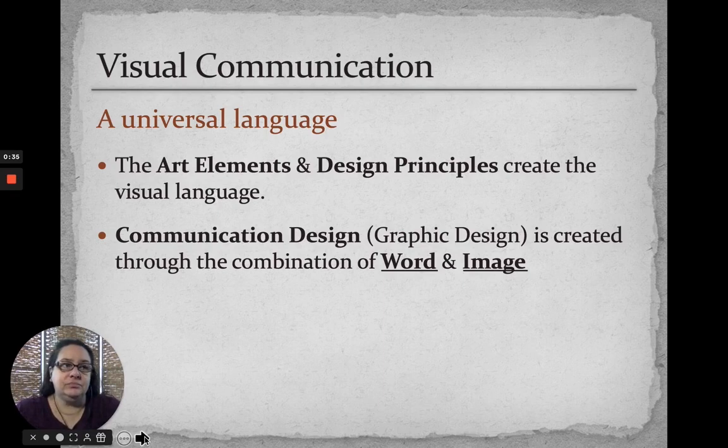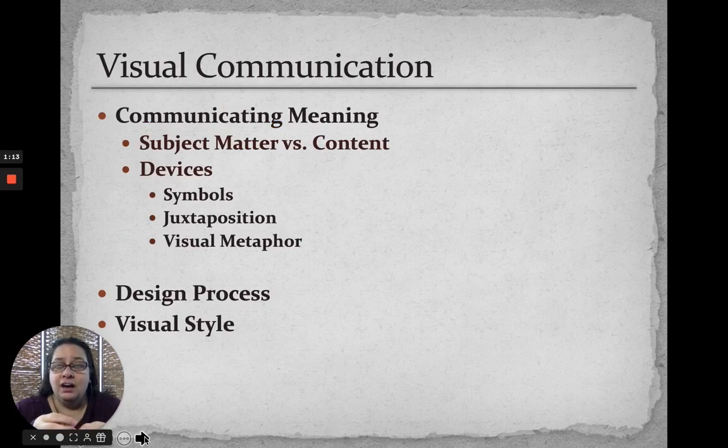And one thing I've never understood is, knowing you have a universal form of communication, that it's not focused on more in schools, but that's my personal soapbox. The art elements and design principles create the visual language. All the things that we've been learning are the components that put together this language. And communication design, like graphic design, is created through a combination of word and image. So it's using imagery, words, and typography to communicate ideas. The important thing is communicating intentional meaning.